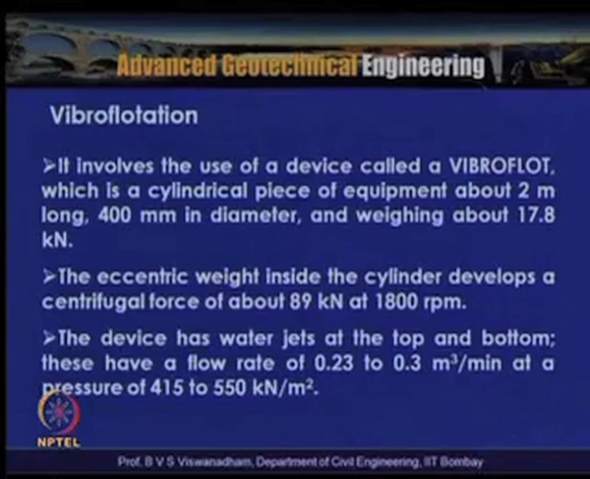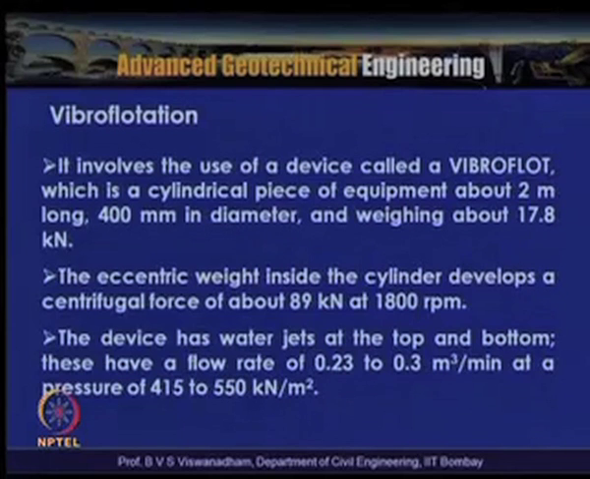The device has water jets at the top and bottom. These water jets allow the probe to penetrate at a rapid rate, and the flow rate is about 0.23 to 0.3 cubic meter per minute at a pressure of about 415 to 550 kilonewtons per square meter. That means the device can operate and jet water at about 4 to 5 bar pressure.